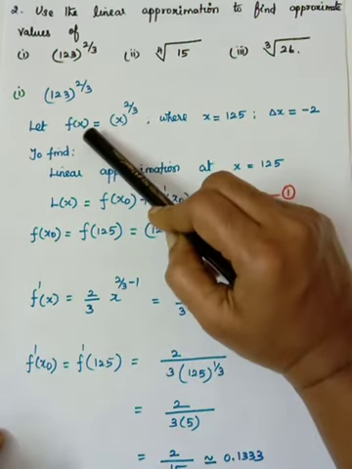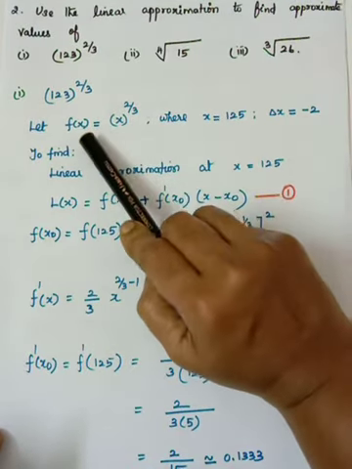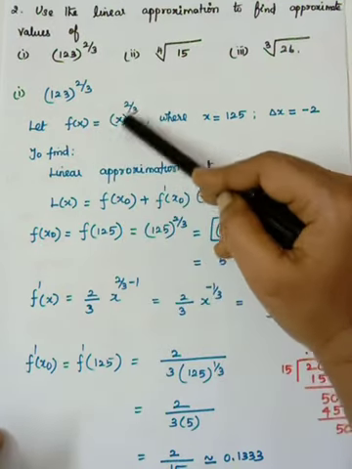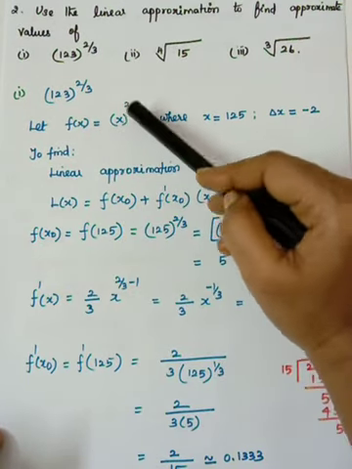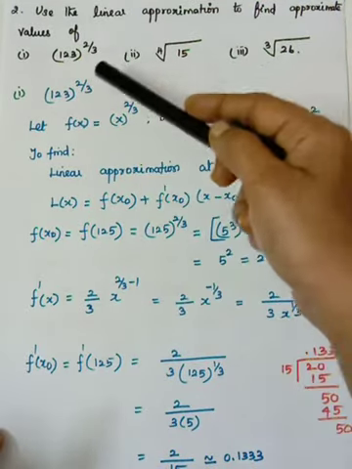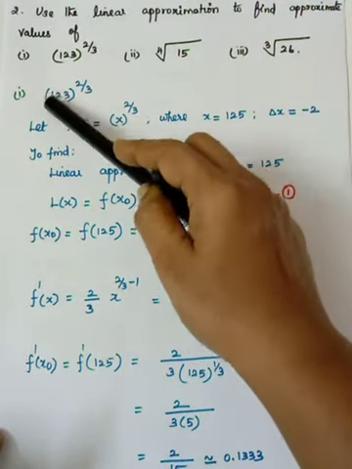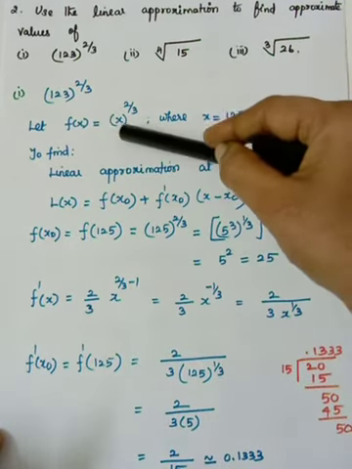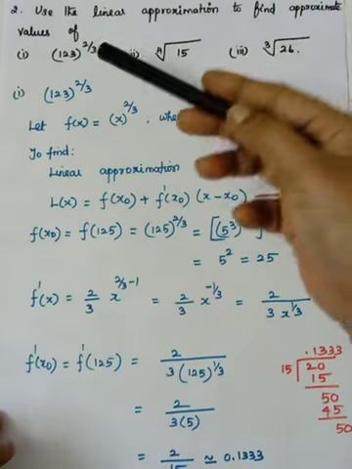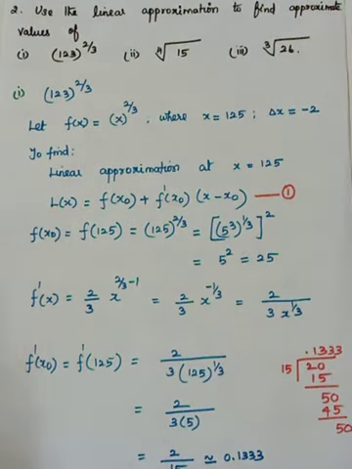So first you have to take the function f of x as x to the power 2 by 3, because we have 123 to the power 2 by 3. Here 123 is taken as x, so it is x to the power 2 by 3. So first you have to see the problem, and from that you have to take the function.